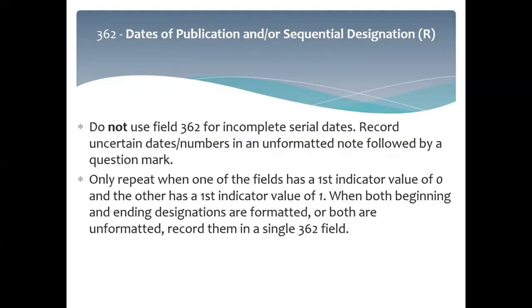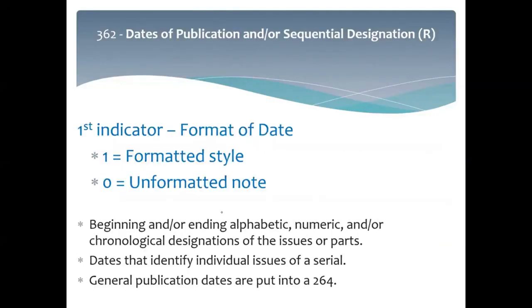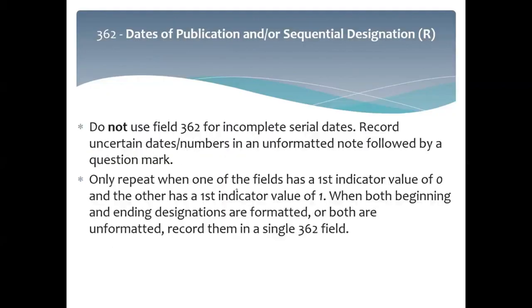You're not going to use a 362 for incomplete serial dates. You're going to record uncertain dates or numbers in an unformatted note, so you can put a question mark if you're not sure. As opposed to a 362 with first indicator 1, if you have an incomplete serial date, you don't know what the dates are, you're not sure of the dates, then you can put the information in with a question mark.